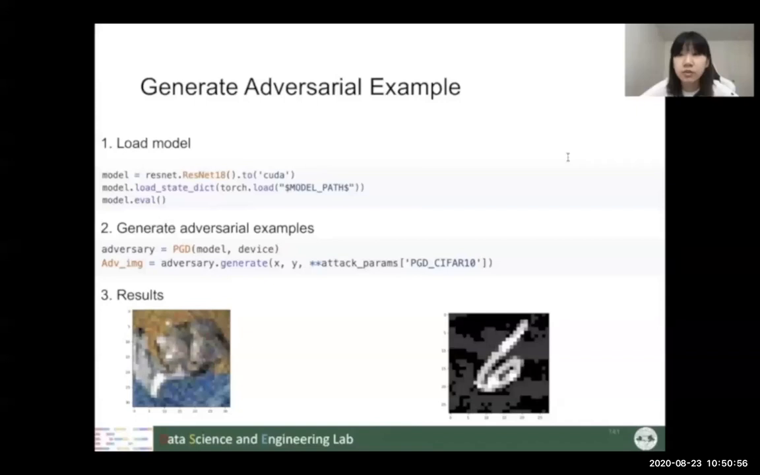And here, in the results you can see, the left one is adversarial examples generated by the PGD algorithm under different perturbation budgets on the CIFAR10 dataset. And the right one is adversarial examples under different perturbation constraints for the MNIST dataset. With our human eyes, we can still distinguish them, but they would be totally misclassified by the predictor.